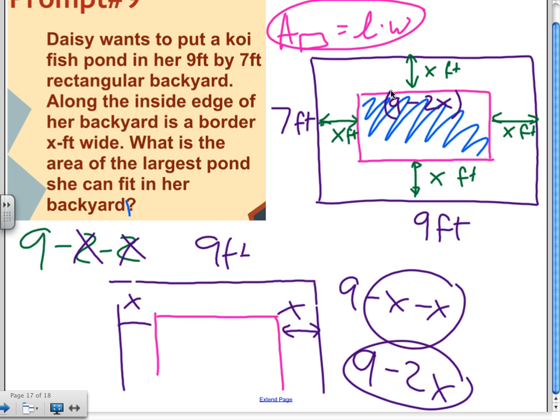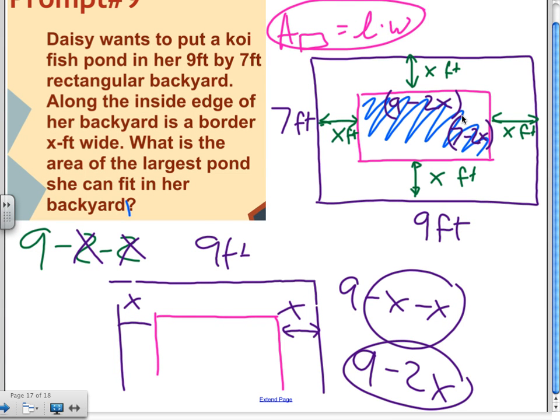We're good? Can we use that information now to help us find the width of the pond? What is it? 7 minus 2. Very good. Because it's also 2 feet here, 2 feet here, right? The total width is 7. So if you take away x and x on each side, that's 7 take away 2x, right? Just like how we used the length. So here we can write this as 7 take away 2x.